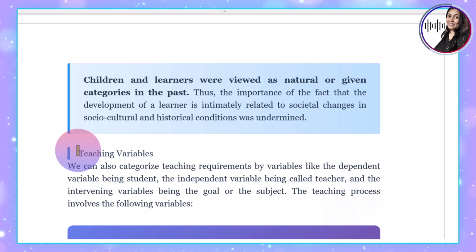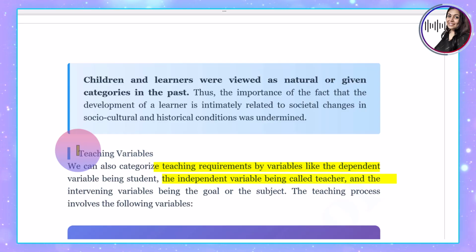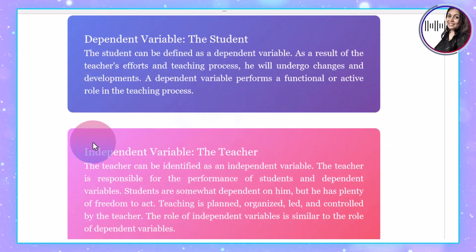The student functions as the dependent variable as changes in learning occur due to the teaching process. The teacher acts as the independent variable, planning, organizing, guiding, and controlling instruction. Between these two lie the intervening variables, which include instructional content, teaching methods, strategies, and the learning environment. These intervening factors ensure effective interaction between teacher and learner and help achieve teaching goals.